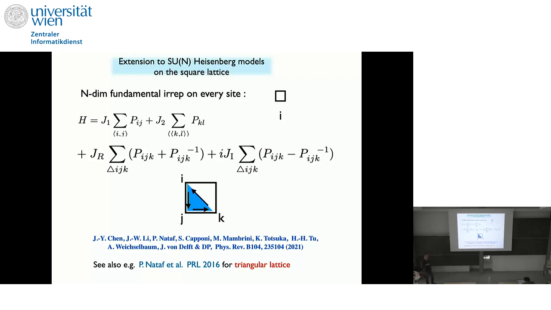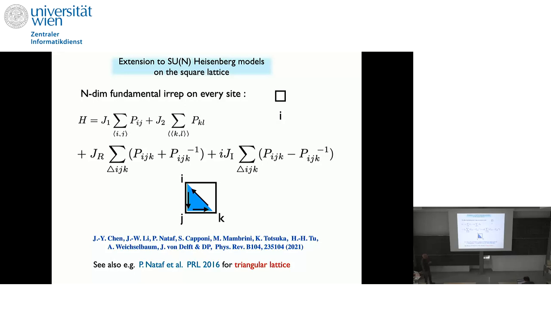Now there have been some extensions of this to the case where, instead of SU(2) spins, the spins carry N colors and are SU(N) symmetric. This type of model is very interesting because in the cold atom physics community, this is typically the type of thing they can realize, up to N equal 10. So it's actually very easy to generalize. On every site, consider for example the N-dimensional fundamental representation. I have my state of N colors on every site instead of spin up and spin down.